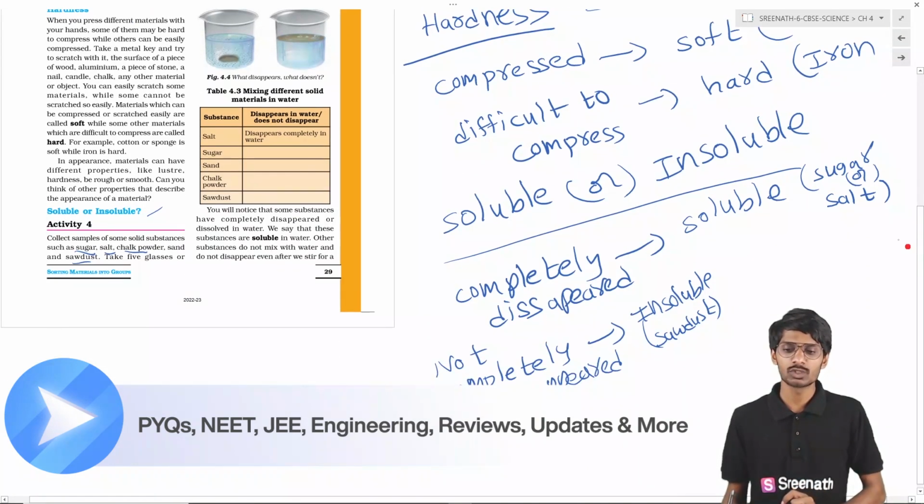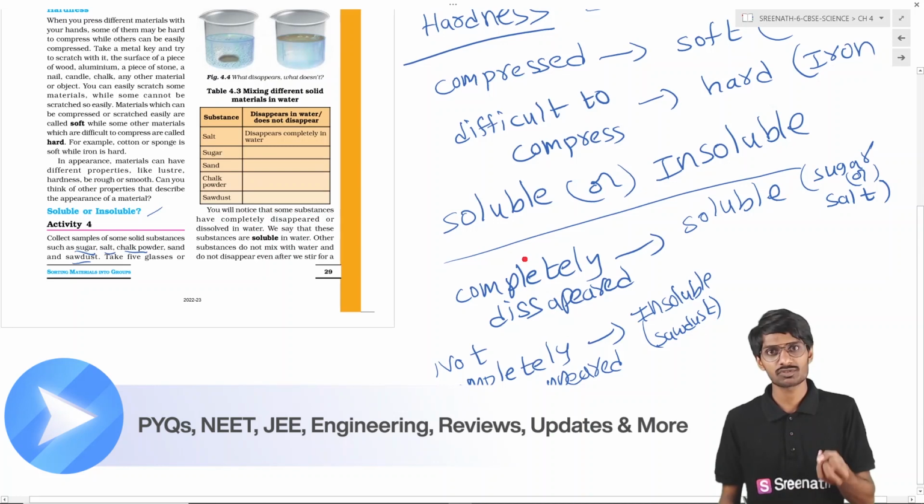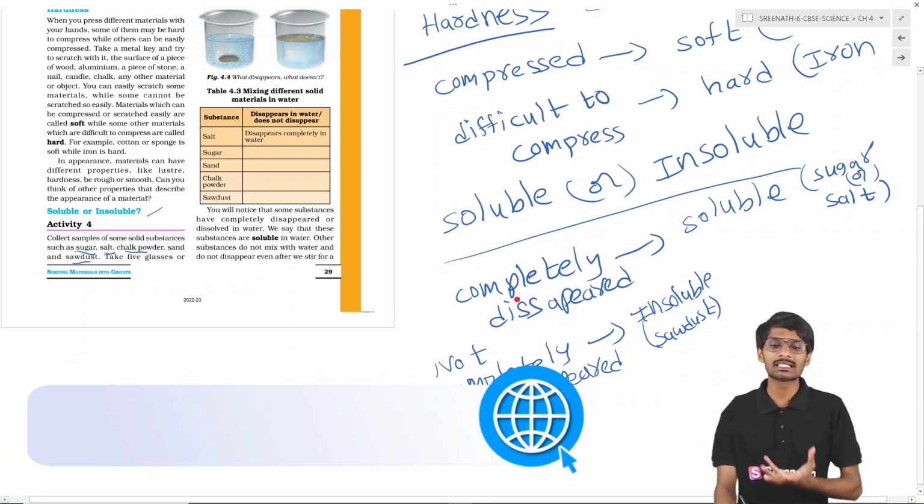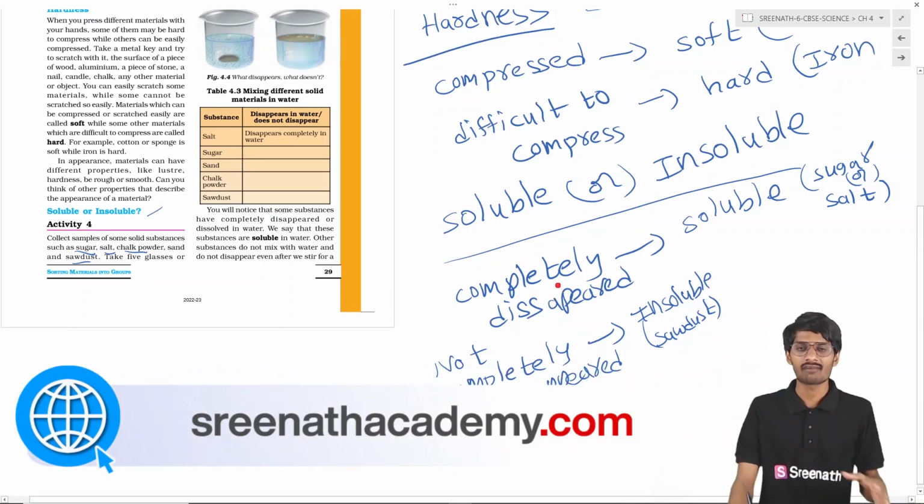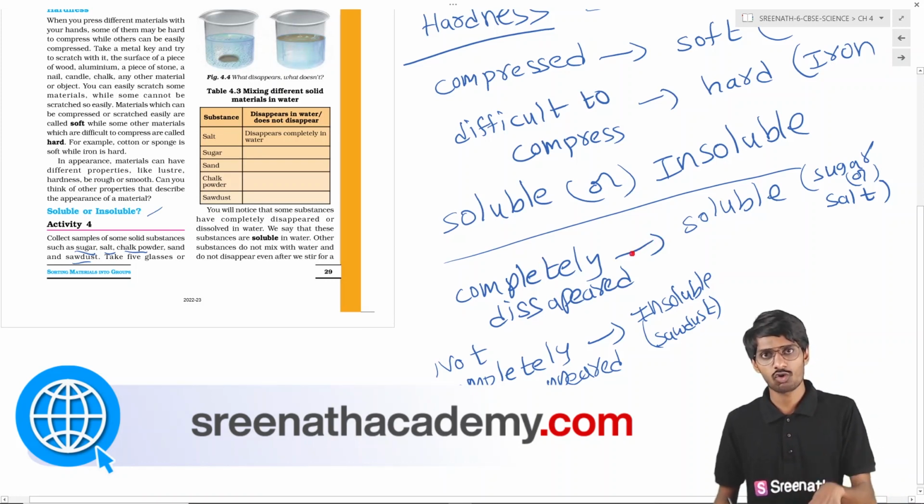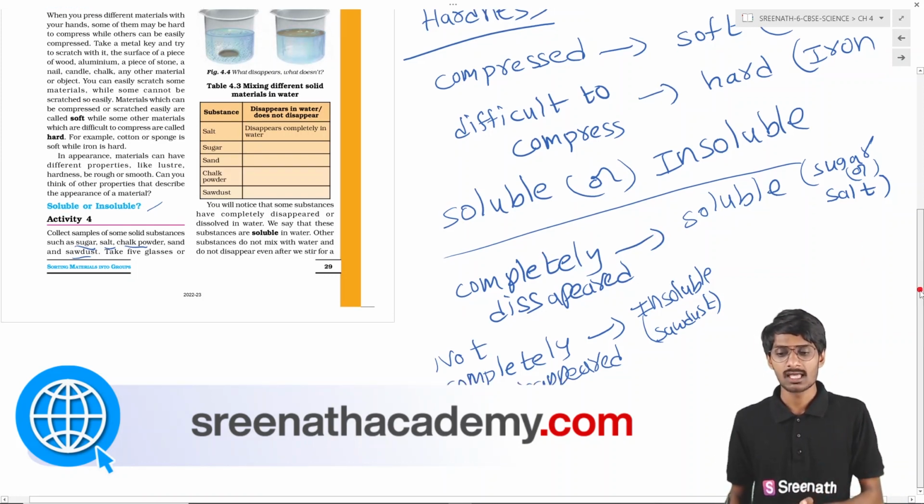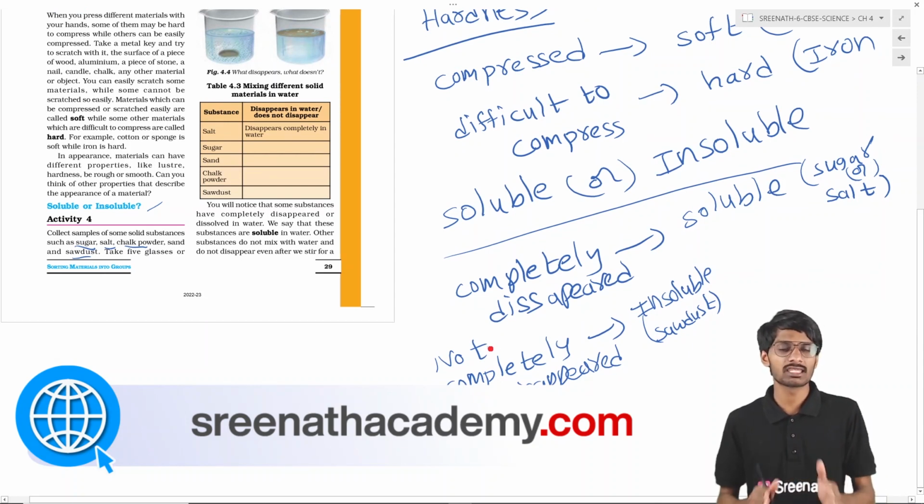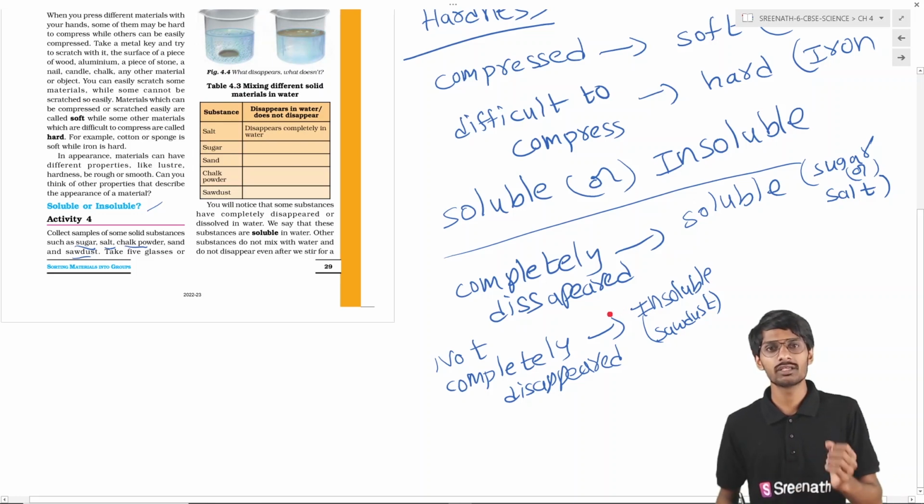And about solubility, some substances will completely disappear in water after dissolving in it. So we call it soluble in water, soluble substances. Some substances are not completely dissolved, they are only partly dissolved. So we call those insoluble in water. They are not soluble substances.